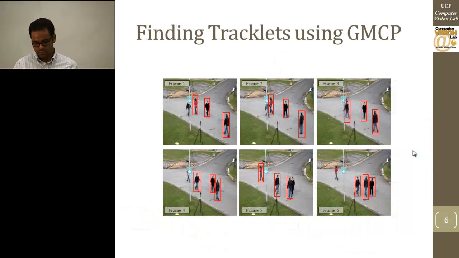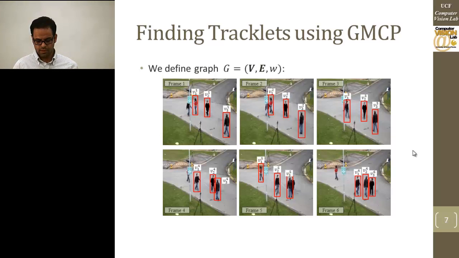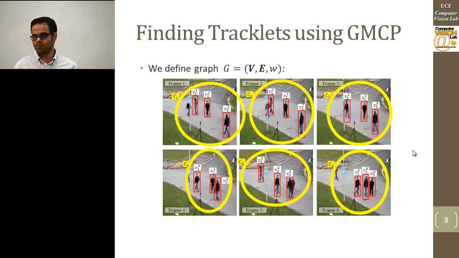So here I'm first showing how we find the tracklets in each segment. Here I'm showing a sample segment of 6 frames. Segments are usually 50 or so, but here I'm showing 6 frames. We define an input graph G. In our input graph, each node represents one detection. And we have clusters of nodes as well. Each cluster represents one frame, and the nodes within one cluster are the detections in that particular frame.